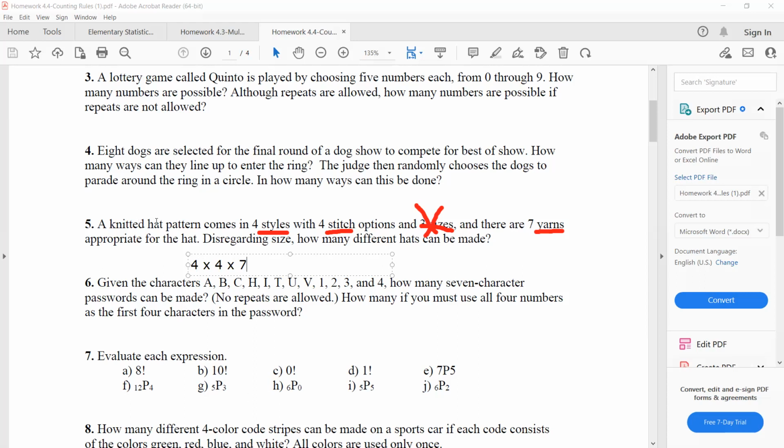Let me check it here. New share. Do I have the calculator? No, because I'm not in the right window for that. Let me stop sharing. Why'd you cross out the 3? Because it says disregarding size. Oh. So we're not counting that part. Normally we would, but she said disregarding size, how many are possible?